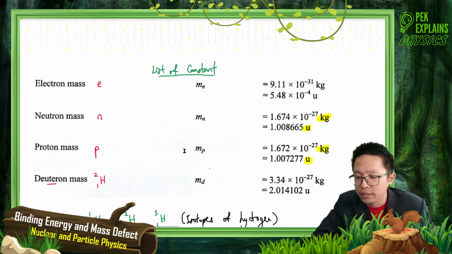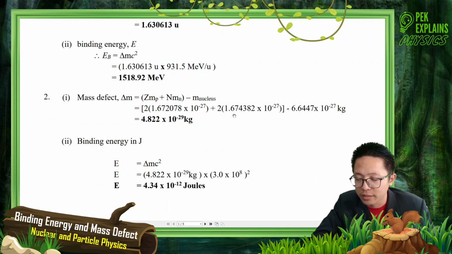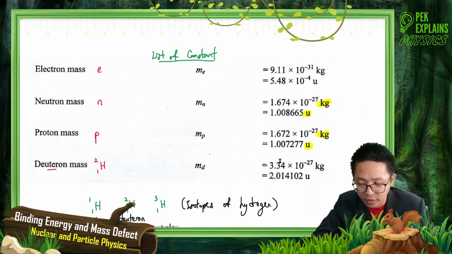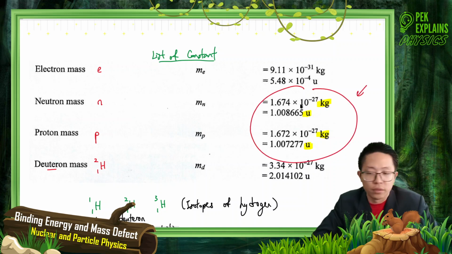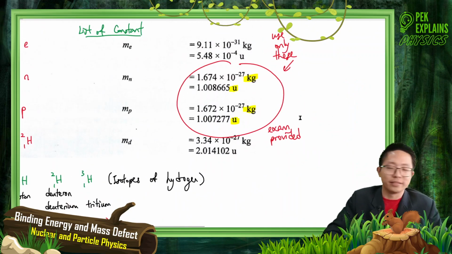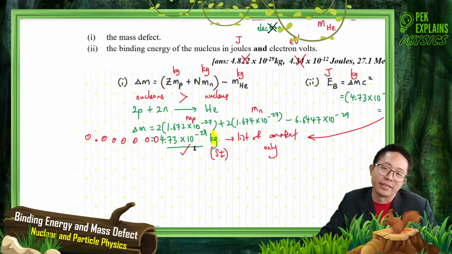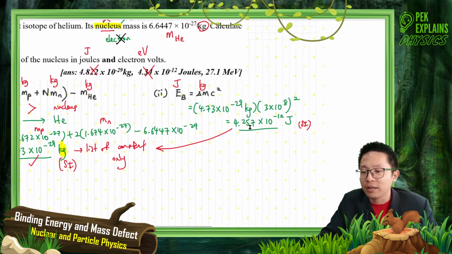Use the 1.672 and use 1.674. Don't use the 1.672078 or 1.674382. Don't use these values. Use the list of constants values, use only this, which is provided in the exam. Exam provided. Understand? Use only this, then you get the correct answer. So now we got this.